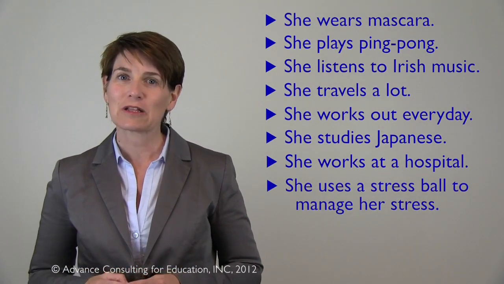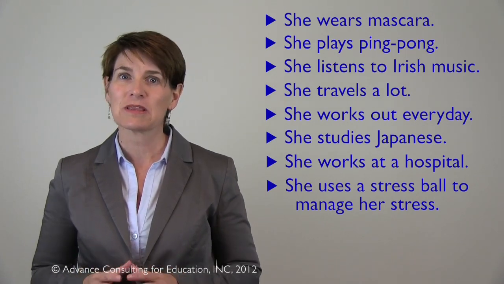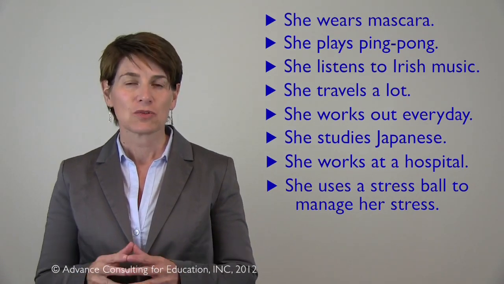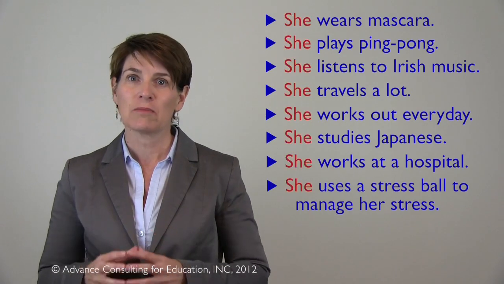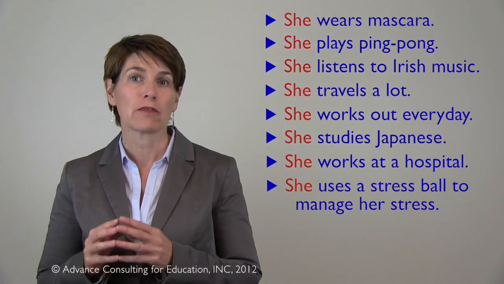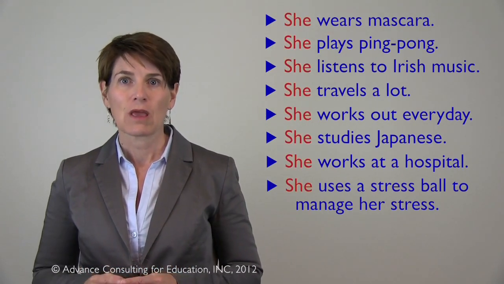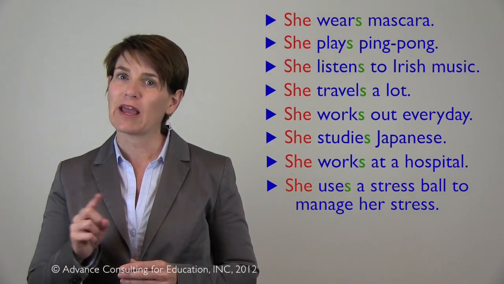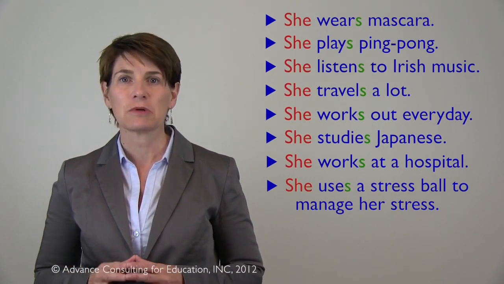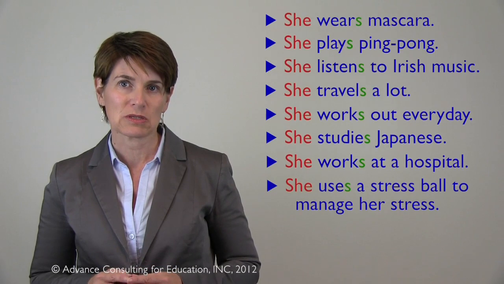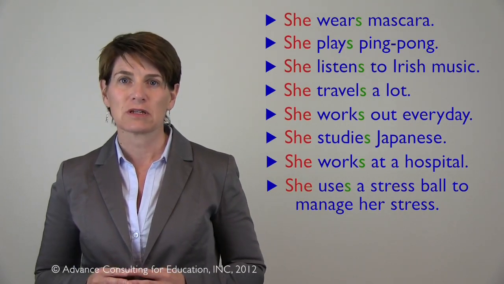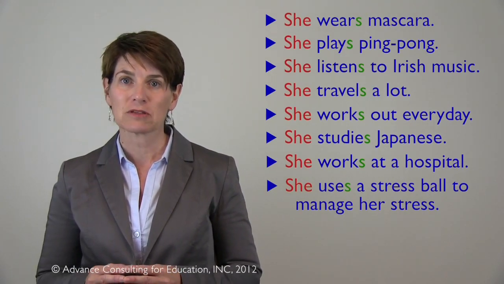Let's take another quick look at all of these sentences and see what they have in common. So you'll notice they all use she, because we're talking about a woman in the third person singular. All of the verbs have an S on the end because that's how we conjugate the third person singular. And all of these sentences are talking about habits or routines.